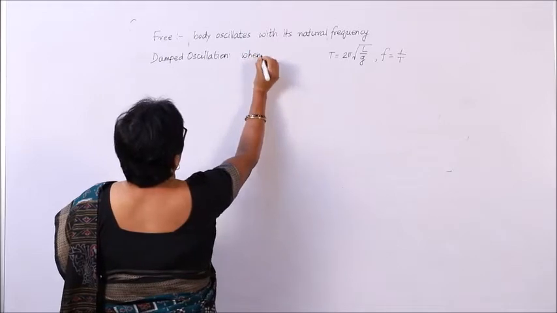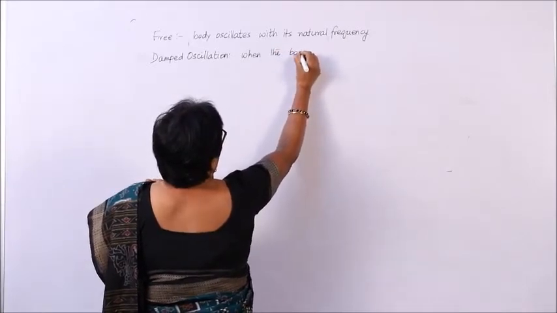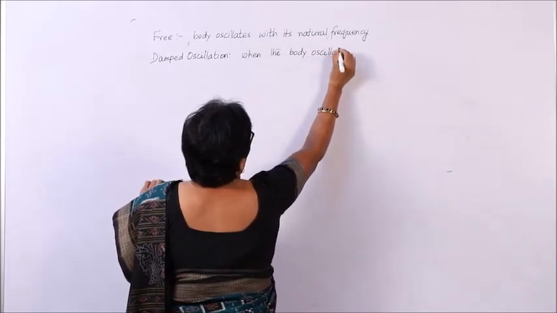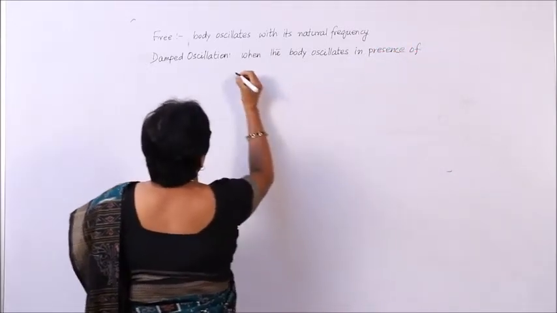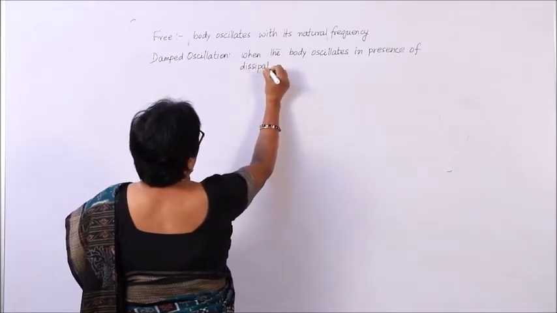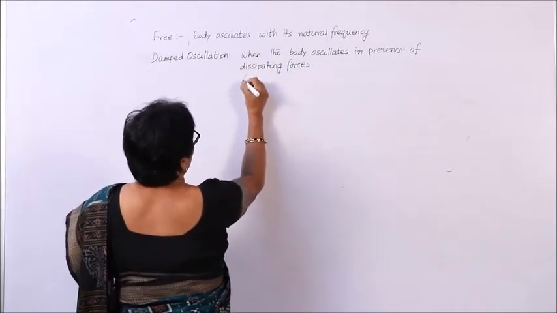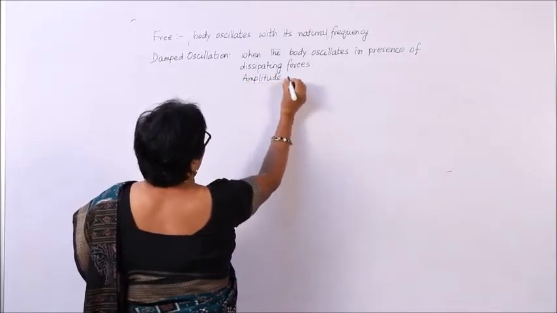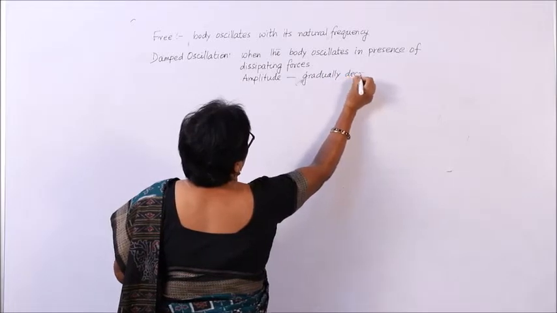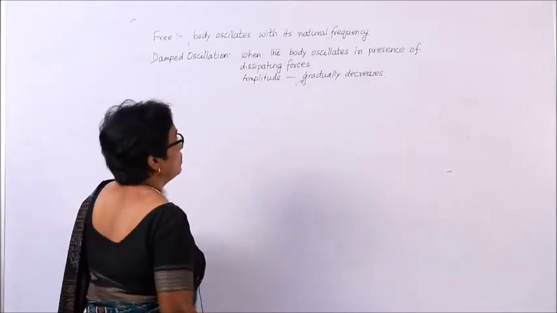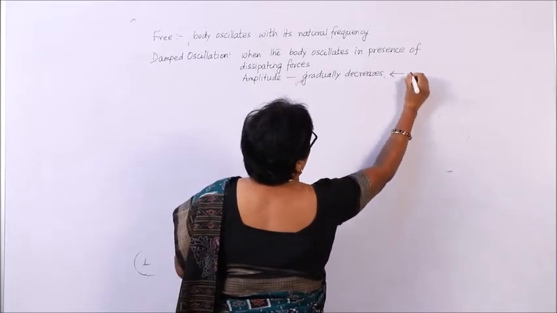When a body oscillates in presence of dissipating forces, the amplitude of the body gradually decreases, and this decrease of amplitude is called damping.